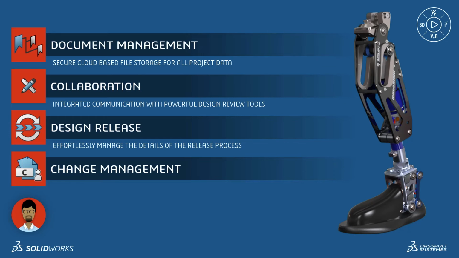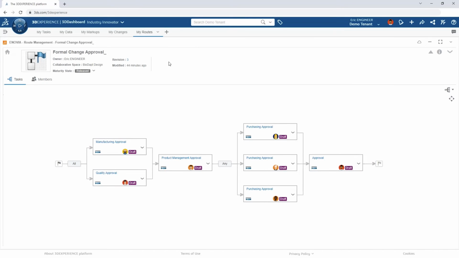The successful launch of the Motor Knee brought growth to the BioAdapt team and the need for additional structure to the design change management, including the need for approval routes, issue tracking, and formal change actions. To handle this, Eric created a standard route for all the team members that need to review and sign off on design changes.